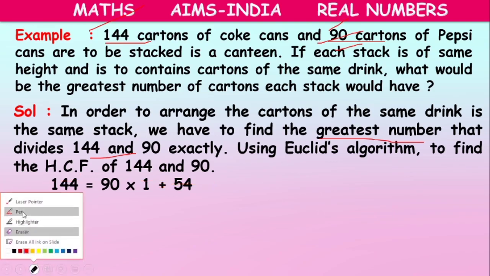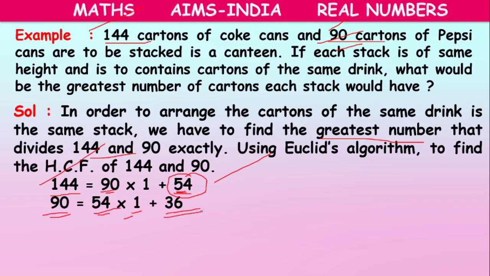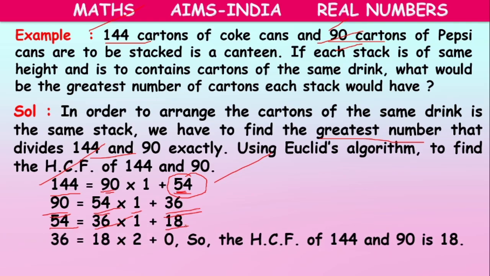So how to write 144? The bigger number will become the dividend and the smaller number will be the divisor. 90 once is 90, and 54 will be the remainder. This process will continue because the remainder is not 0. Next step, 90 will come here and 54 here. 54 once, we will divide, and 36 will be the remainder. Next, continuing, 54 comes here and 36 once, and 18 will be the remainder. Next, 36 and 18: twos are 36, and the remainder is 0.